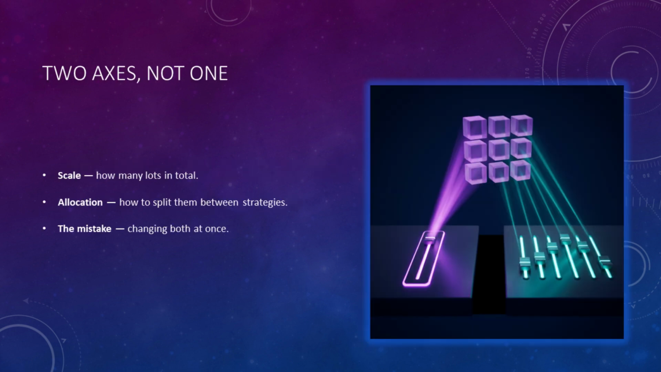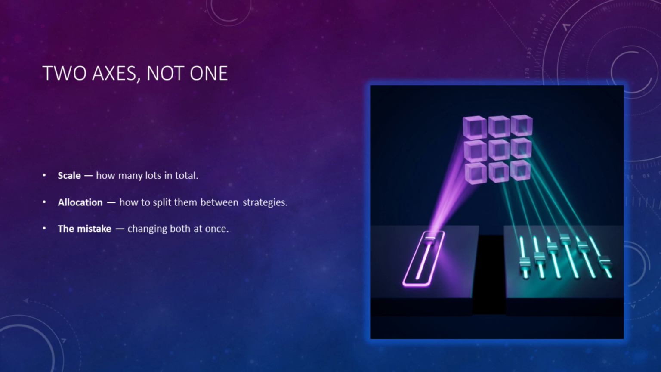I started with the question of whether to let Portfolio Composer propose the weights, or set them by hand. That's a badly framed question because sizing has 2 independent axes. The first is scale, the total notional of the portfolio. The second is allocation, how you split that notional between the individual strategies.